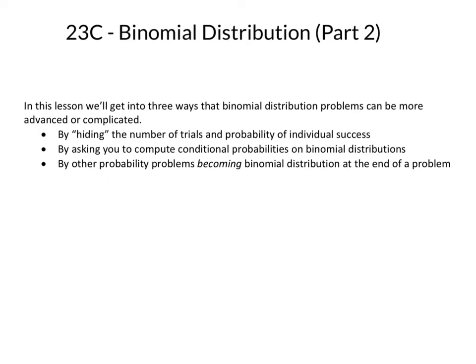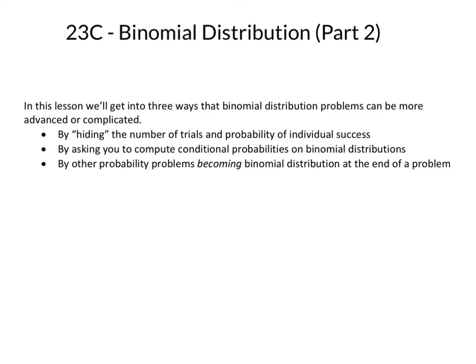In this second lesson on the binomial distribution, I want to go through 3 ways that binomial distribution problems can become more advanced or complicated. The first of them is by hiding the number of trials and the probability of individual success. You may have noticed in the last video that it was pretty clear how many trials there were and what the probability of success was. And there are definitely ways that the problems can sort of hide that and you have to find it.